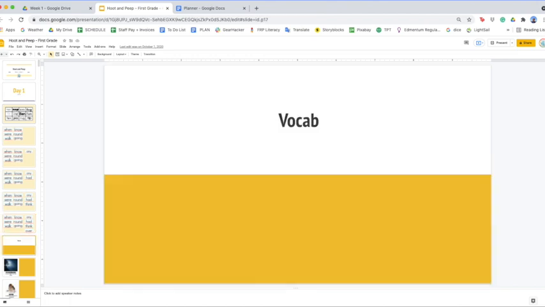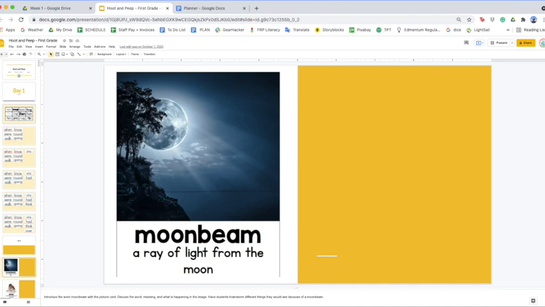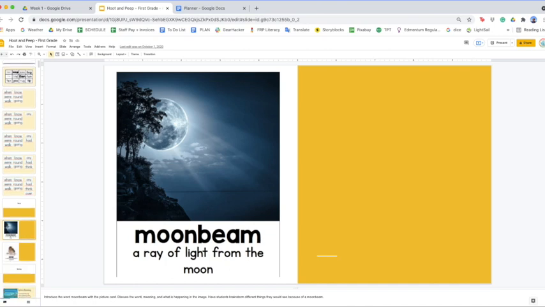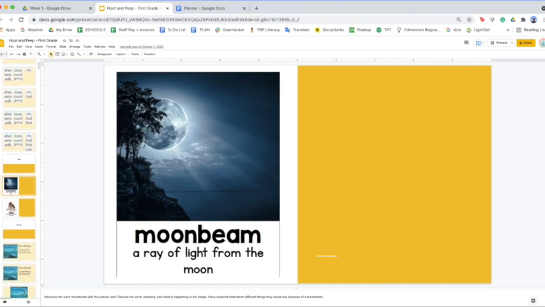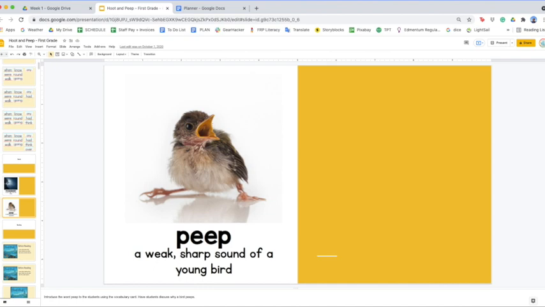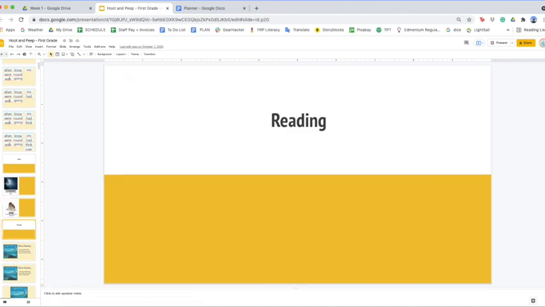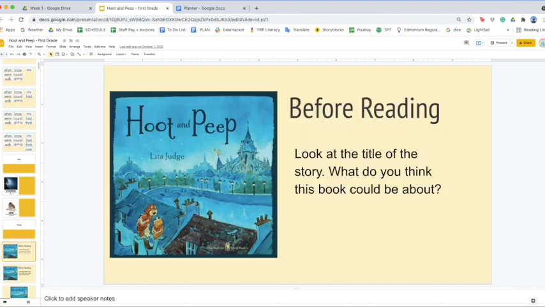Each week there's 5 different vocabulary words, and in first grade they're taught on 2 different days to split things up. Each vocabulary word comes with an image to help students connect with what they're learning, and we would talk about this. Before we read our book, we would have before-reading questions, short discussions to help students connect with the title, the setting, or the pictures.